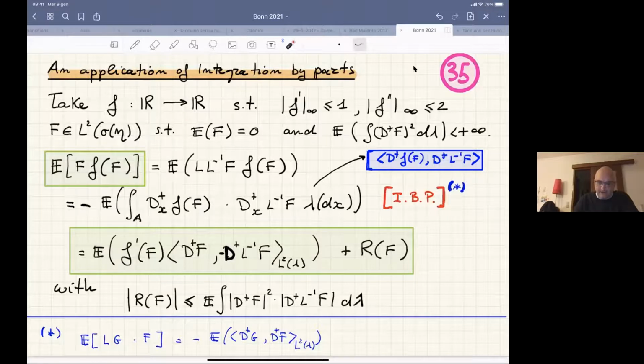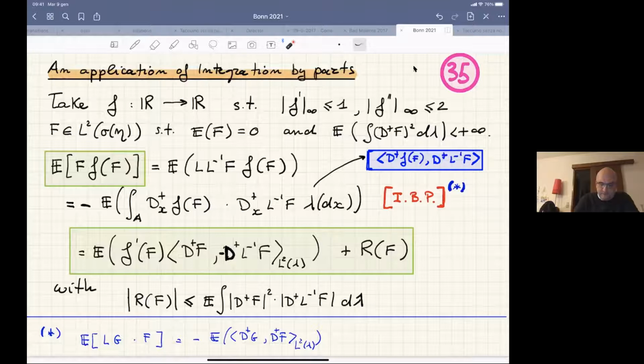Consider a function f from R to R that has the degree of regularity which is the same as the one of the canonical solution of the Stein equation for a Lipschitz one function. And consider a function F which is a square integrable functional of the underlying Poisson measure. Assume that this function has mean 0, and also that this condition, which is necessary for having integration by parts, is verified. And now our goal will be to compare F with a Gaussian random variable with mean 0 and variance 1.